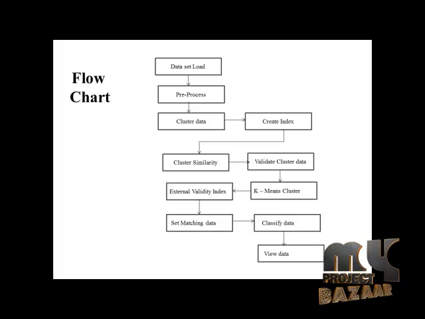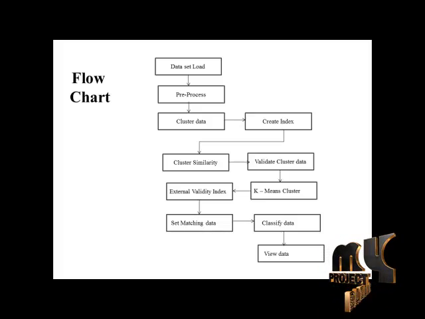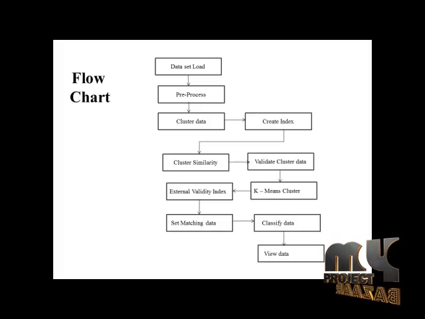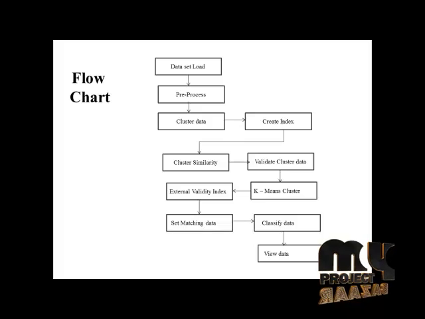Next is the clustering data. Here we will use different attributes to prepare the data set. The data set will be loaded and stored in the database. We will cluster our data based on some attributes or properties. Data clustering is mainly used for analyzing the data by separating it. Next is creating the index. The index is used for cluster similarity and for validating the cluster data, that is, how to validate the data being processed.